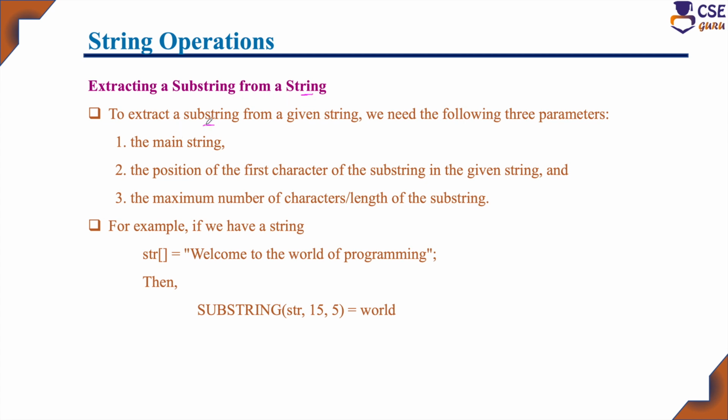Next operation is extracting a substring from a string. To extract a substring, we need three inputs. One is the main string, the second input is the position of the first character of the substring, and the third is the maximum number of characters of the substring. These three inputs we need to give. So here the string is welcome to the world of programming, and the substring here is str, 15, 5 equal to world. Meaning, up to this there are 15, that is the length of the string. So if you implement this condition, you can extract the substring world.